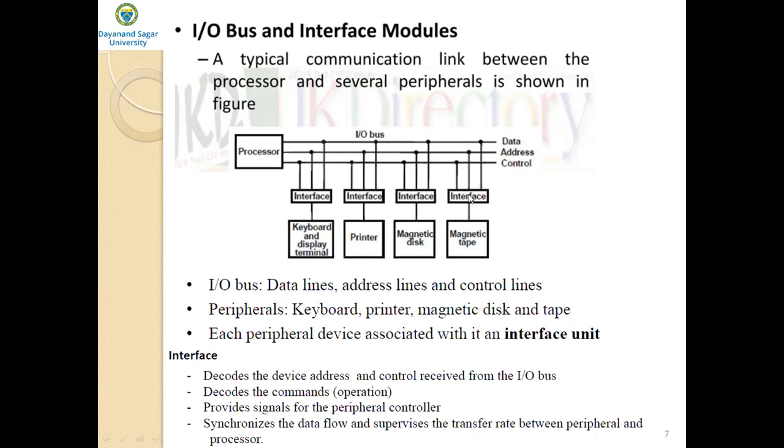And which are the peripherals here? Peripherals are nothing but the keyboard, the printer, the magnetic disc, and the tape. Each peripheral device has associated with it an interface circuit. If you observe the diagram here, each of these peripheral devices is associated with an interface circuit. So, these are the interface circuits.